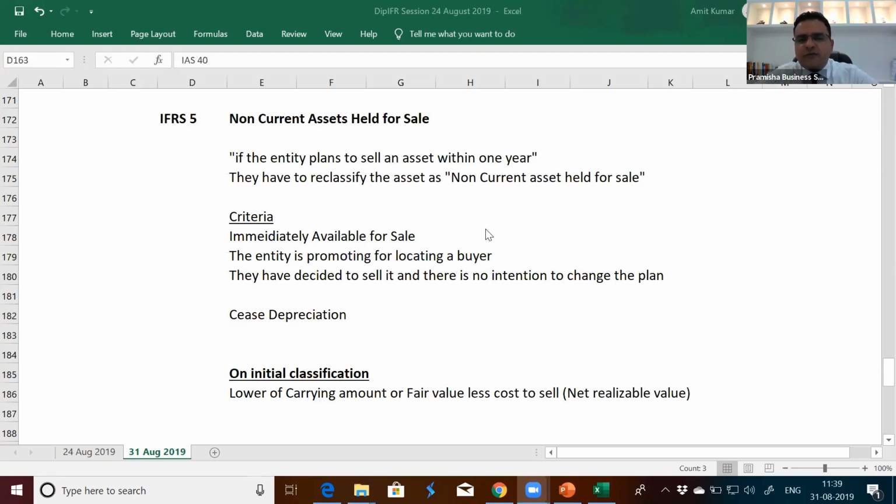Means it should not be in use. If it is an office building, it should be vacant. You may say that I have an office building, till the time I get a buyer, I'll continue to use it. When the buyer comes in, I'll vacate the building. No, not allowed to be classified as under IFRS 5. If the building is vacant, available for immediate sale, there is a promotion of sale which is happening, advertised in the market, the management do not have an intention to reverse it, then only it can be classified as held for sale. Otherwise, this can be a loophole which will be used by management to classify something as held for sale and not charge depreciation to show the profitability higher.